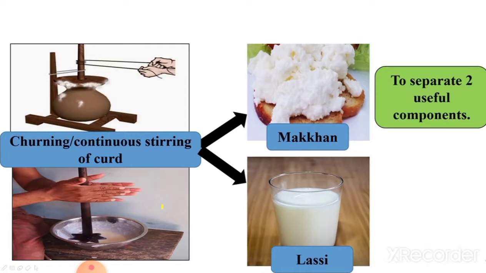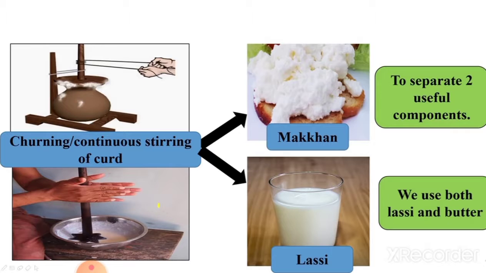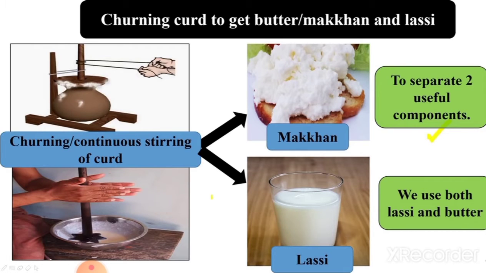Okay? So this separation is being done to separate two useful components. We use both makhan and lassi. We want to eat makhan also and we want to drink lassi also. That's why we are separating these substances by continuously stirring the curd. You understood this, right? So this was the second example of separating makhan and lassi by continuous stirring of curd. Okay, you understood this. Now we will take some more examples.